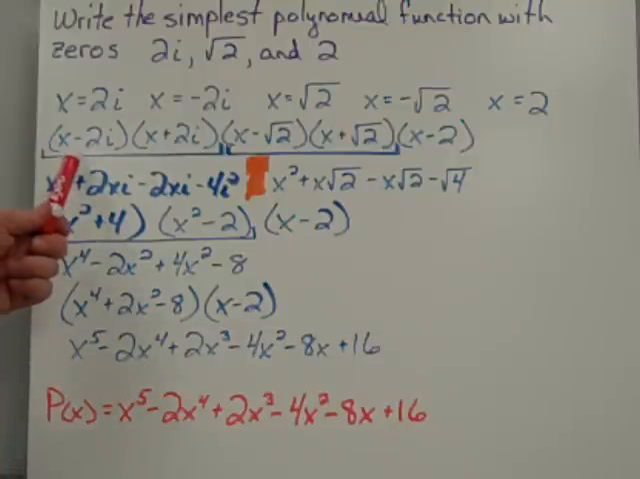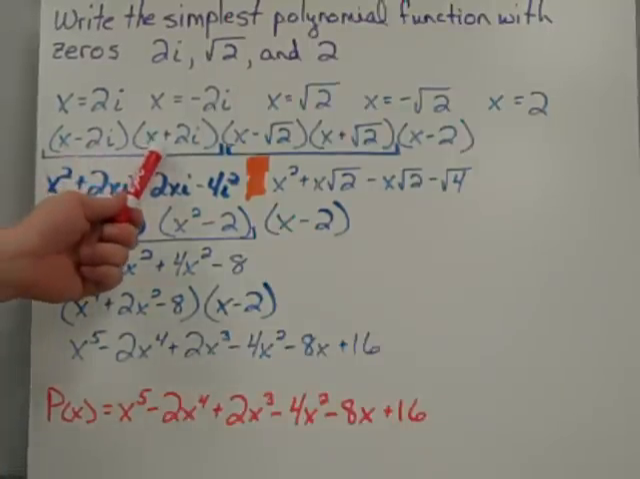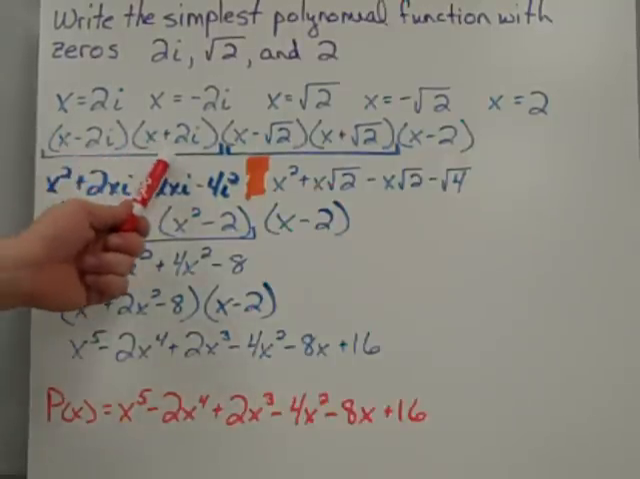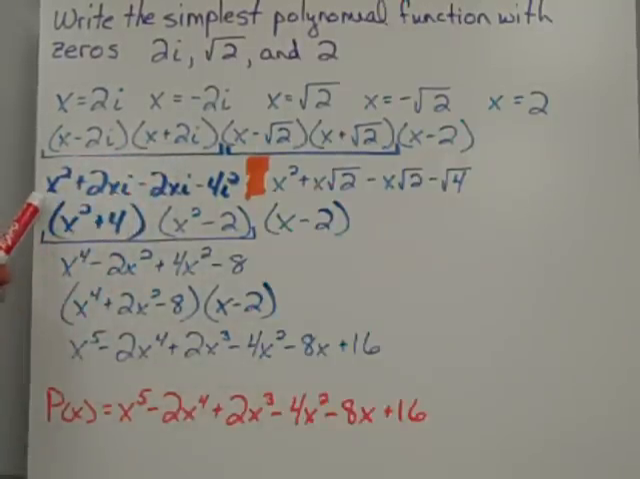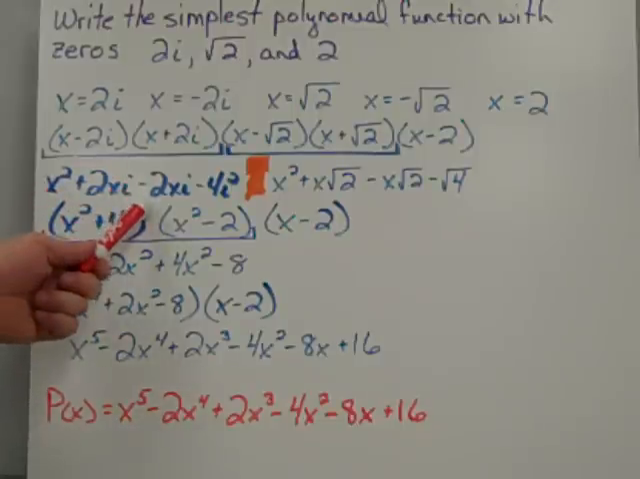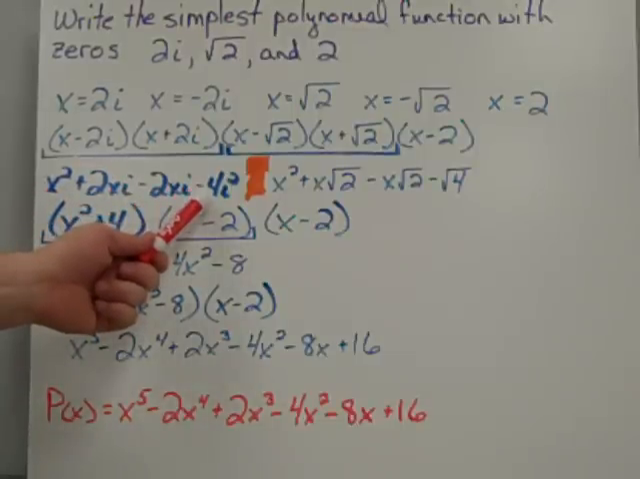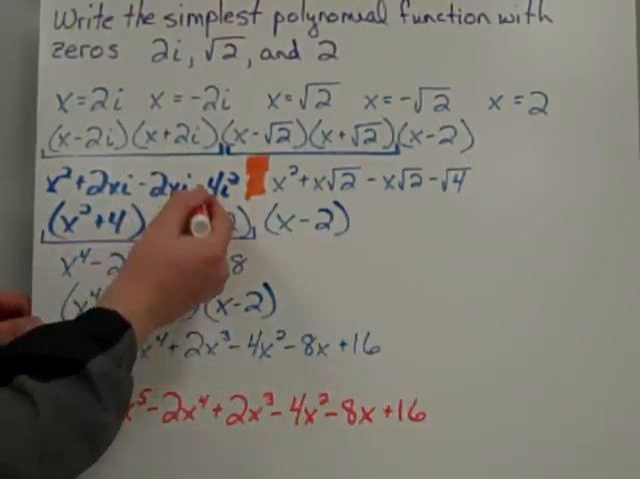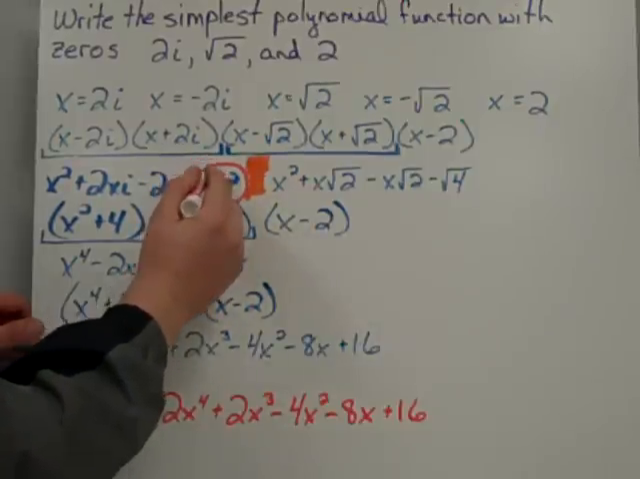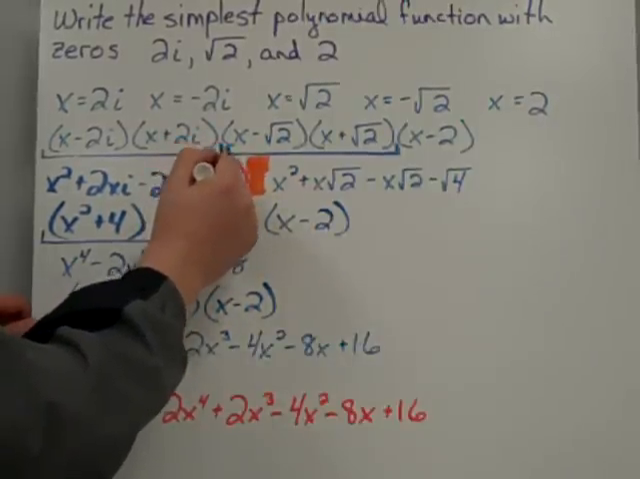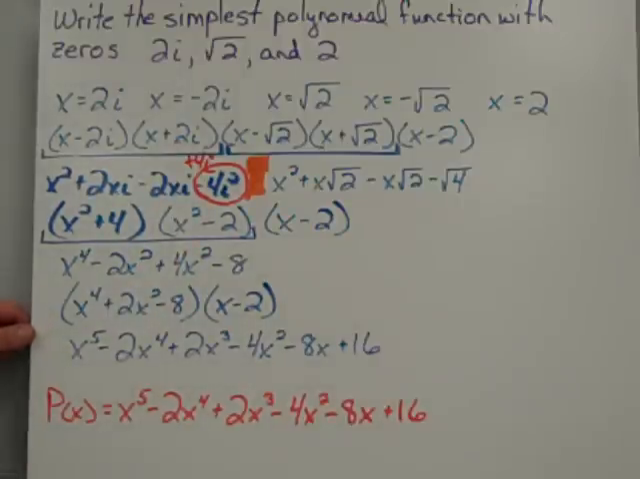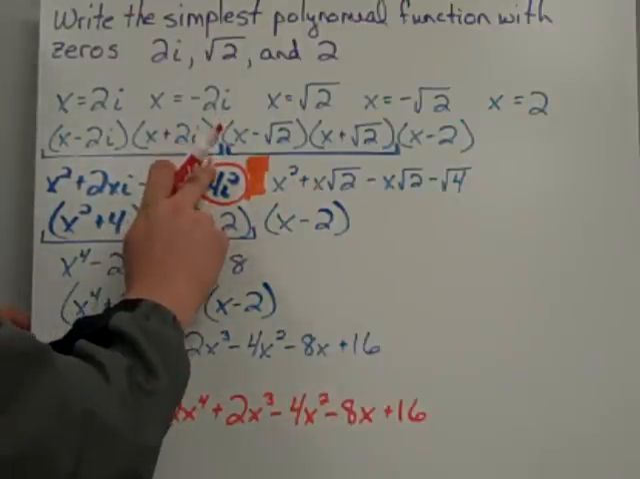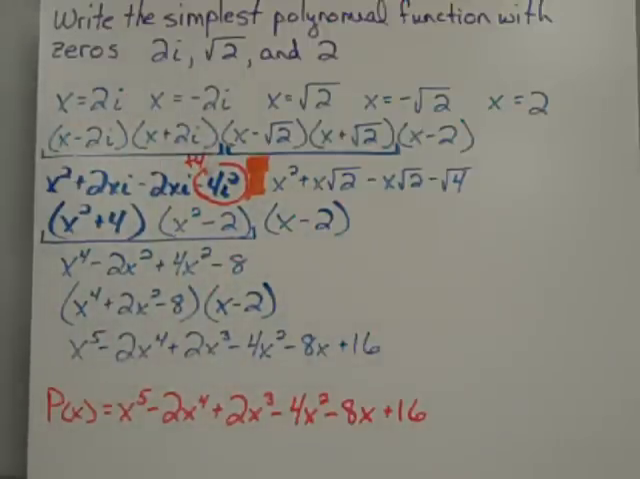Now, the first thing I did was I took x minus 2i times x plus 2i. Right? I multiplied the two things with i together first. That gave me x squared plus 2xi minus 2xi minus 4i squared. All right. Now, again, minus 4i squared is going to become plus 4. So, when I combined my like terms, I ended up with x squared plus 4.